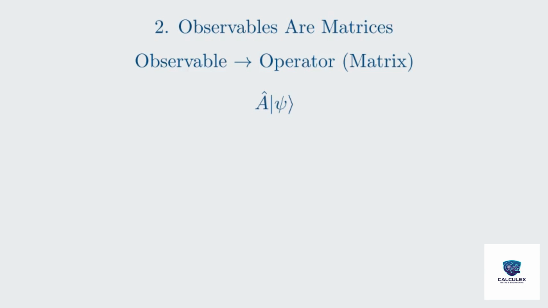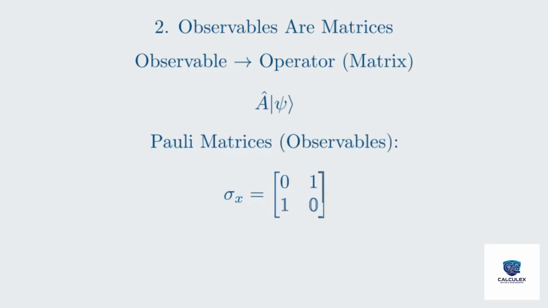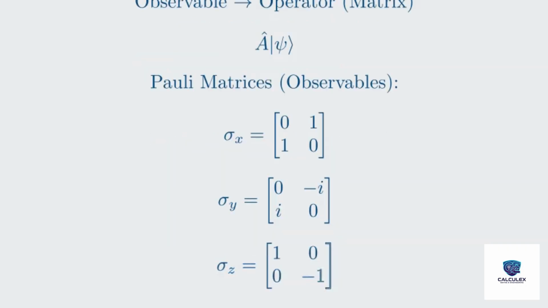A very important set of observables for a two-state system are the Pauli matrices. They are the fundamental operators for systems like electron spin or photon polarization. Let's write them down. Sigma x is [0, 1; 1, 0]. Sigma y is [0, -i; i, 0]. And sigma z is [1, 0; 0, -1]. These matrices correspond to measuring the spin along the x, y, and z axes, respectively. Let's see what happens when they act on our state vectors.